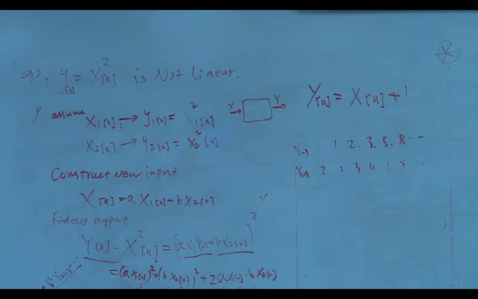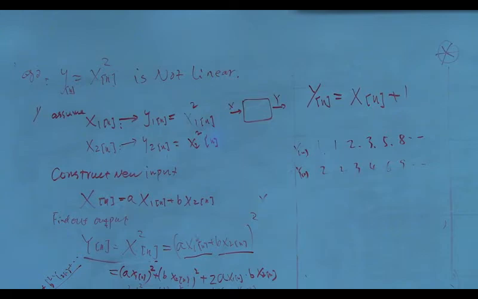So we need to compare your new output. You want to compare this one with what? With this one times A plus this one times B. So you want to compare this one, A Y1, and plus B times Y2. You want to compare this stuff with this one. If these two are equal, yes. If not, then not.